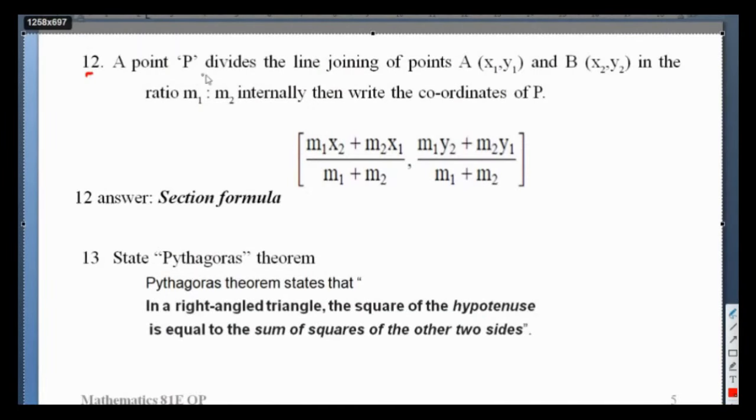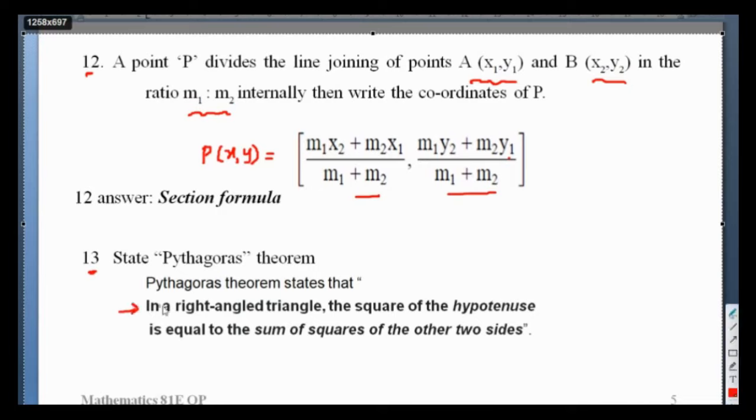12th question. A point P divides the line joining the points A (x1, y1) and B (x2, y2) in the ratio m1 is to m2 internally. Then write the coordinates of P. To write the coordinates of P, we have to use the section formula. So the section formula says (m1 x2 plus m2 x1) by (m1 plus m2), (m1 y2 plus m2 y1) by (m1 plus m2). 13th question, state Pythagoras theorem.